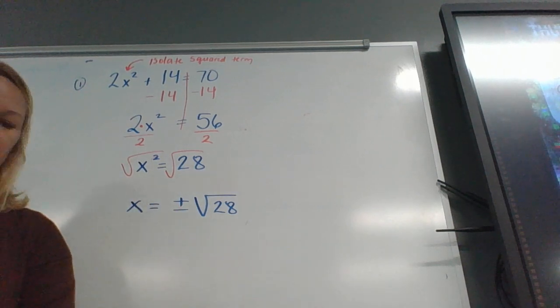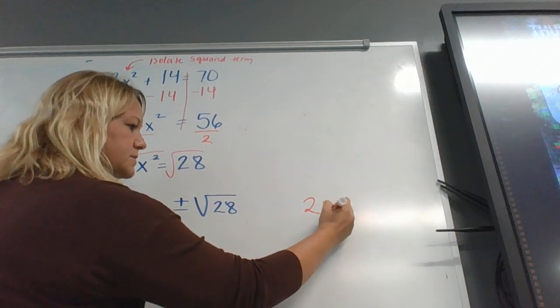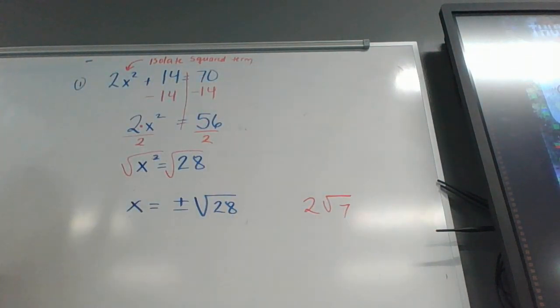So when I put this in my calculator, if you have the TI-36, your square root button is second x squared. Go ahead and put it in your calculator, see what your calculator does. 28 square rooted is a decimal, but your calculators are doing something different than decimal, probably. Did anybody's calculators pop out 2 square root 7? Right? Okay, that's a good thing.